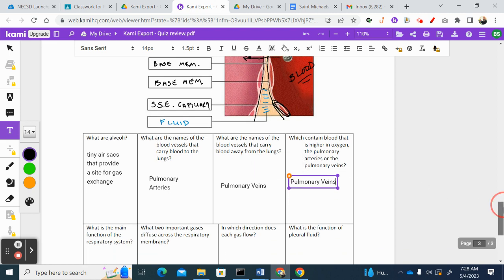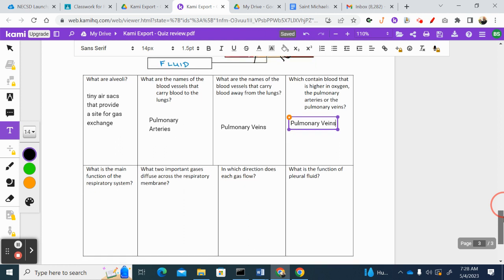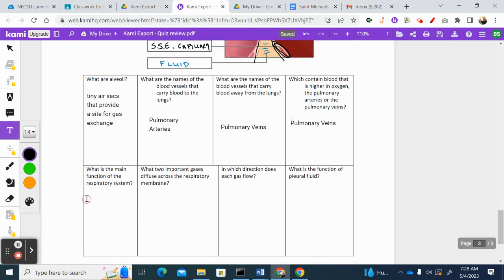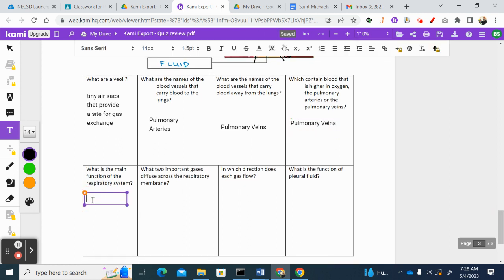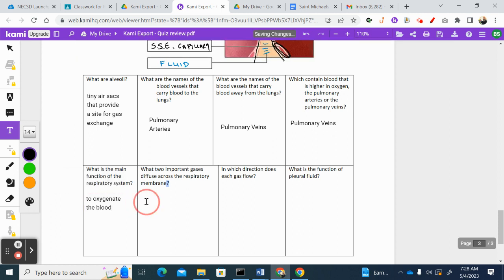This is the exception. What is the main function of the respiratory system? The main function is to oxygenate the blood. Which two gases are diffusing across the respiratory membrane?